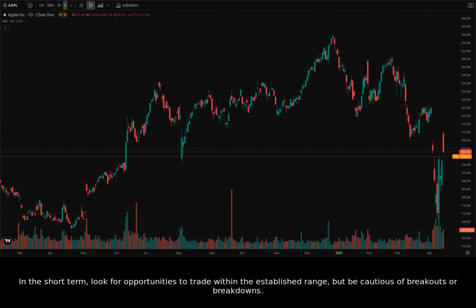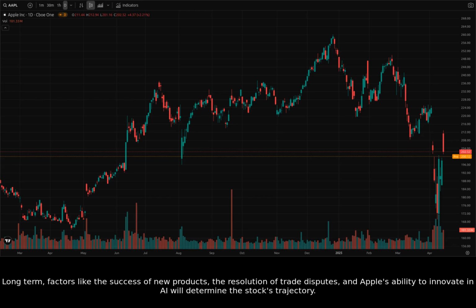In the short term, look for opportunities to trade within the established range, but be cautious of breakouts or breakdowns. Long term, factors like the success of new products, the resolution of trade disputes, and Apple's ability to innovate in AI will determine the stock's trajectory.